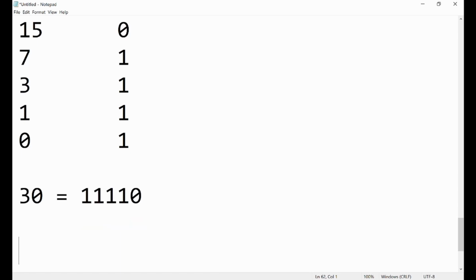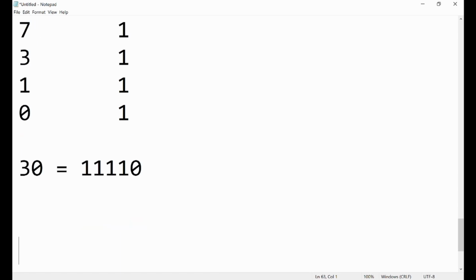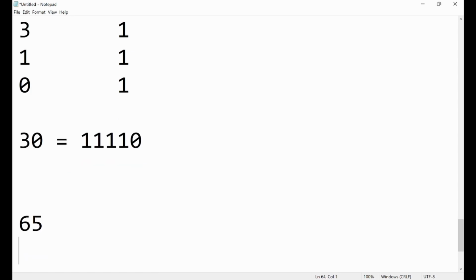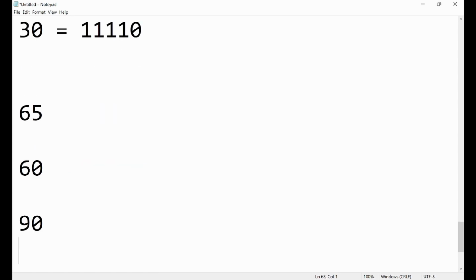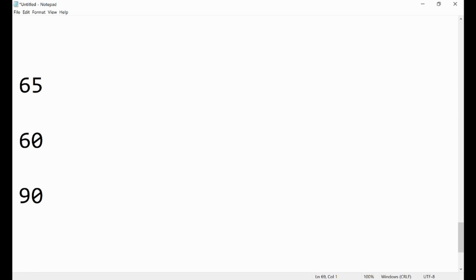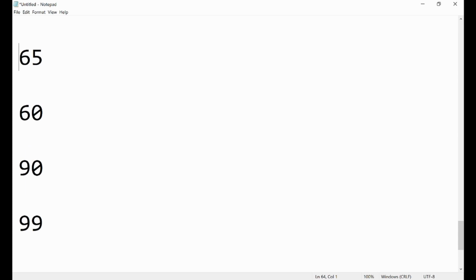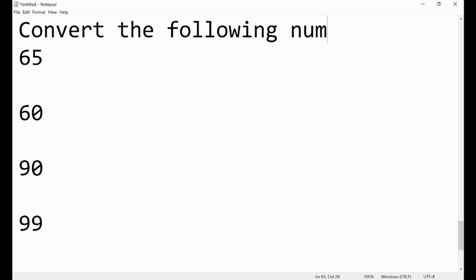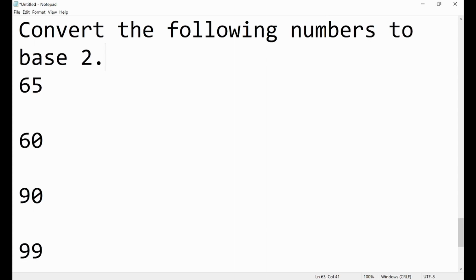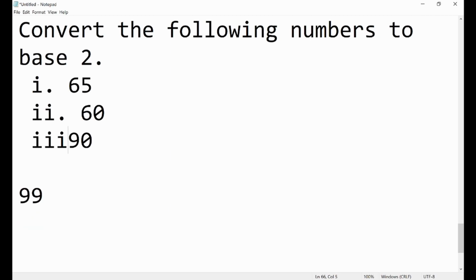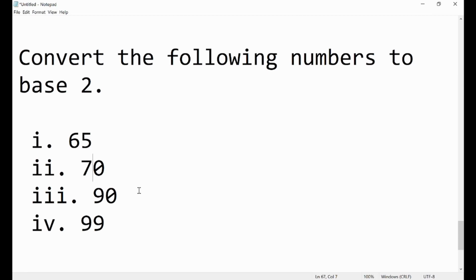So solve the following numbers for me using the division method. First of all, you solve 65. I've given you 4 numbers. Solve all of them for me. Convert the following numbers to base 2: 65, 70, 90, and 99.